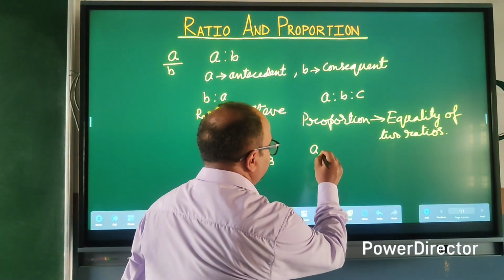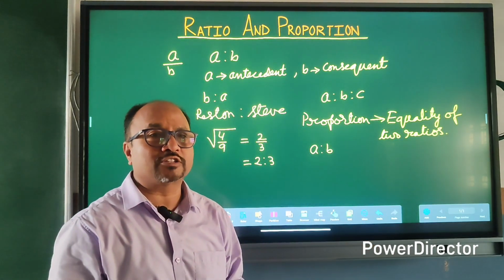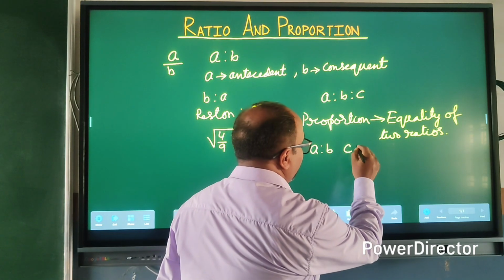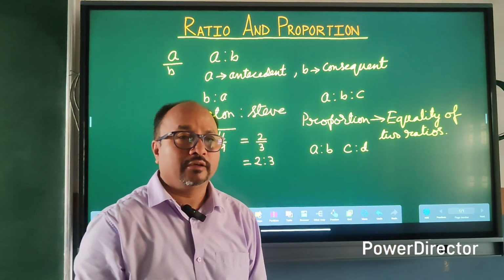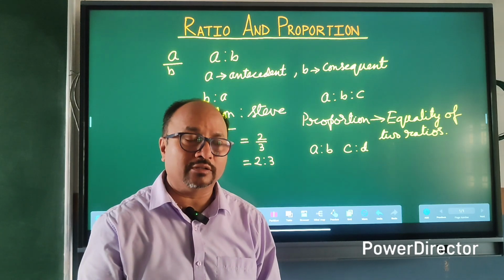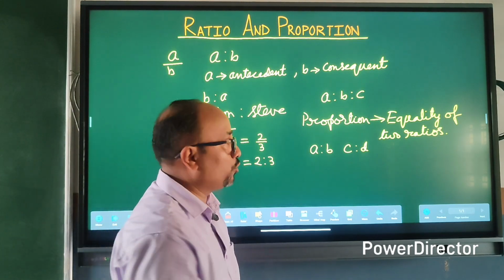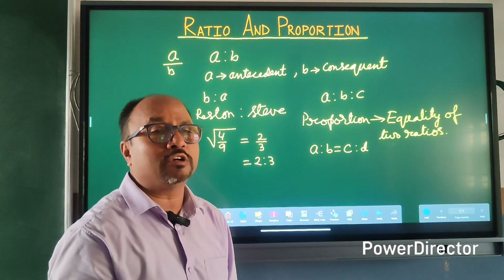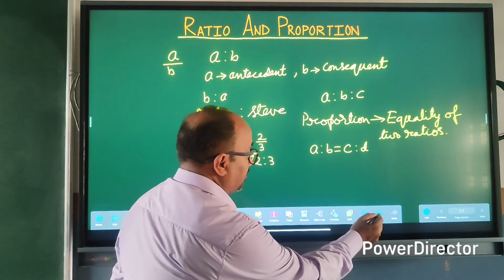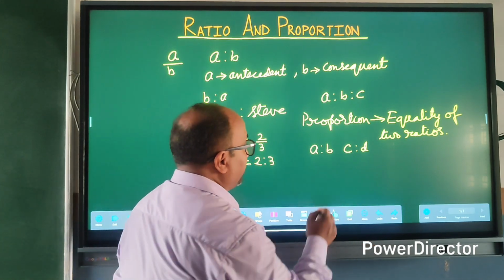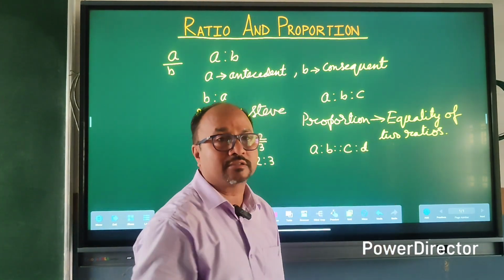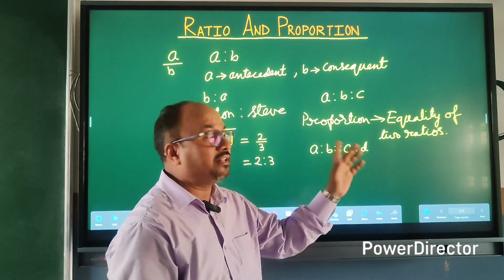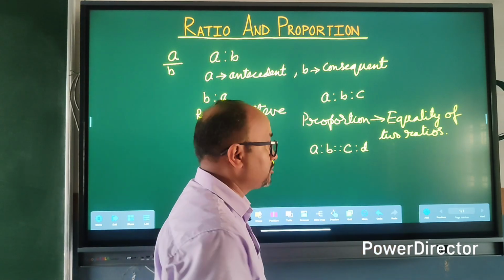So for example, I have taken the first ratio as A is to B. Now another ratio is there, C is to D. If the ratios are equal, then we say they are in proportion. So we can write it with an equal to sign, or replace the equal to sign with a double ratio sign. So if I remove this equal to sign, I will represent it like this. Now in this proportion, the first and the last term are called as extremes.